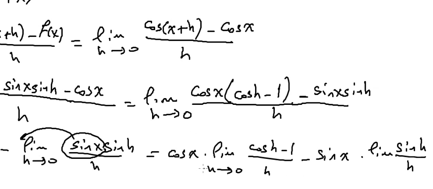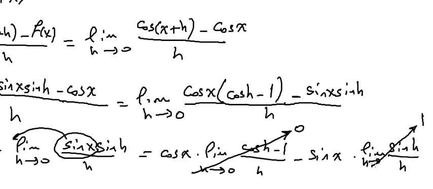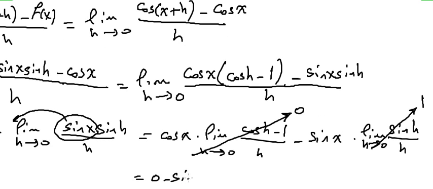That's nice because this is a formula. It's equal to 0. And this is a formula. It is equal to 1 when h approaches 0. 0 times cosine x is 0 minus sine x. And the final answer is going to be minus sine x. Done.